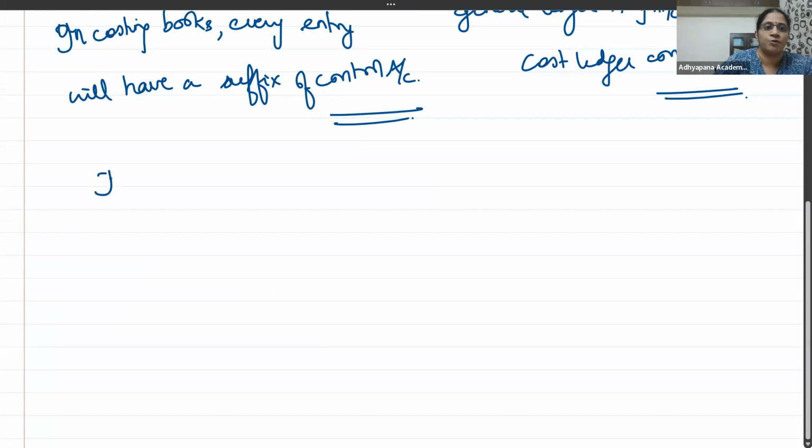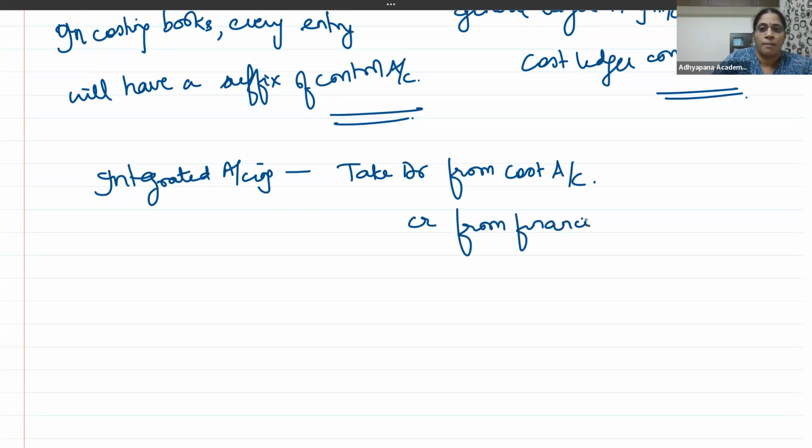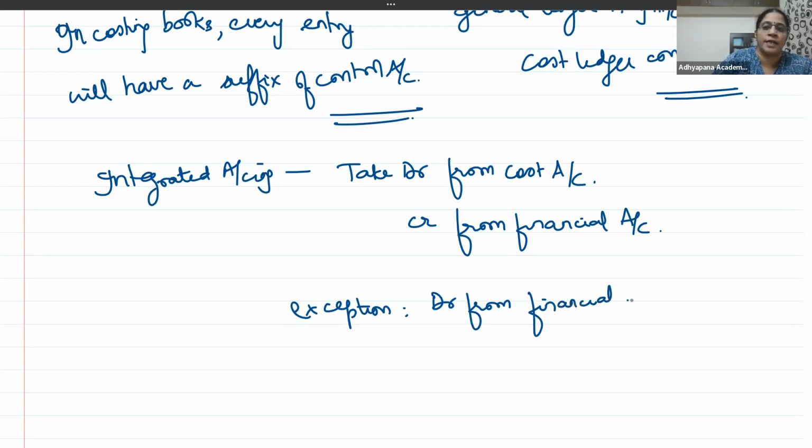Okay, then in case of integrated accounting, I told you, the journal entry posted will be: take the debit from cost accounts and the credit from financial accounts. But there is an exception to this rule. There is an exception where you will take the debit from financial accounts and the credit from cost accounts.